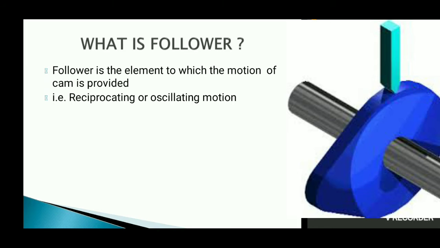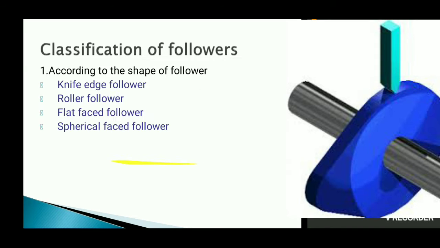Now we'll move on to the follower. What is a follower? Follower means it follows the path of rotation of the cam. So how the cam is rotating, this will be followed by the follower. Now we'll see the different types of followers. Just like we have seen the different types of cams, we have different types of followers also. You can see them one by one.